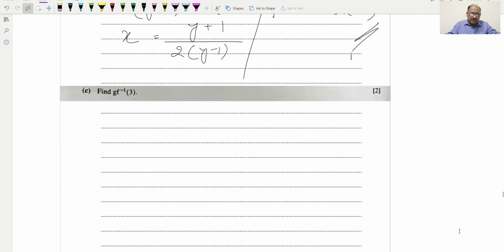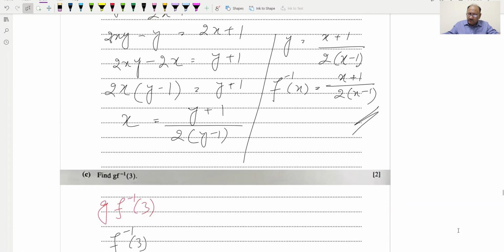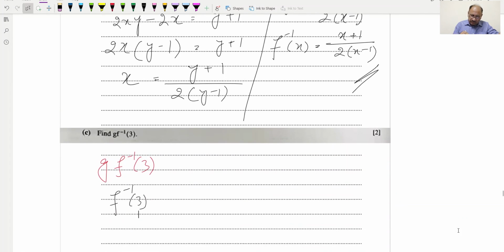Now they are saying find g inverse of g of f inverse of 3. So first of all, g of f inverse of 3. First of all, we will be concentrating on this part, and we'll be finding f inverse of 3. So f inverse of 3 will be what? F inverse of 3, we already have f inverse, and we will replace in this, which is x plus 1, so it will be 3 plus 1 over 2 into 3 minus 1, so this will be 4 over 4, which is equal to 1.